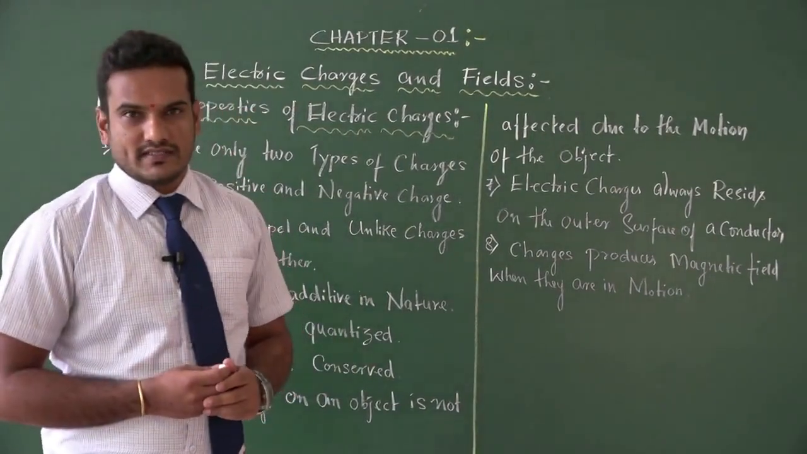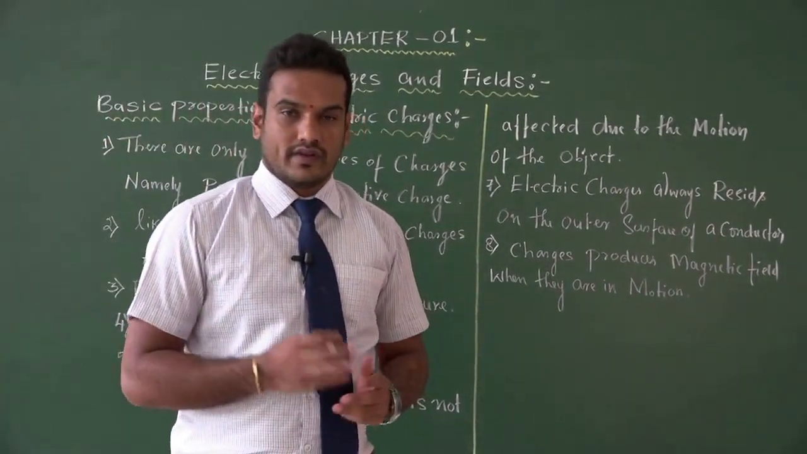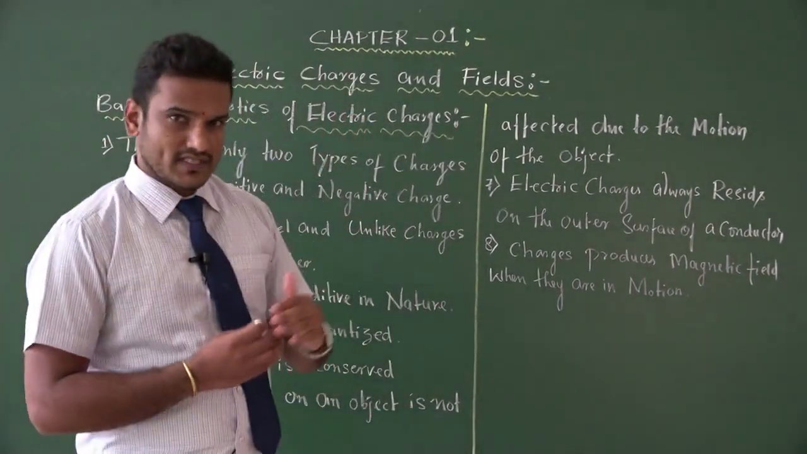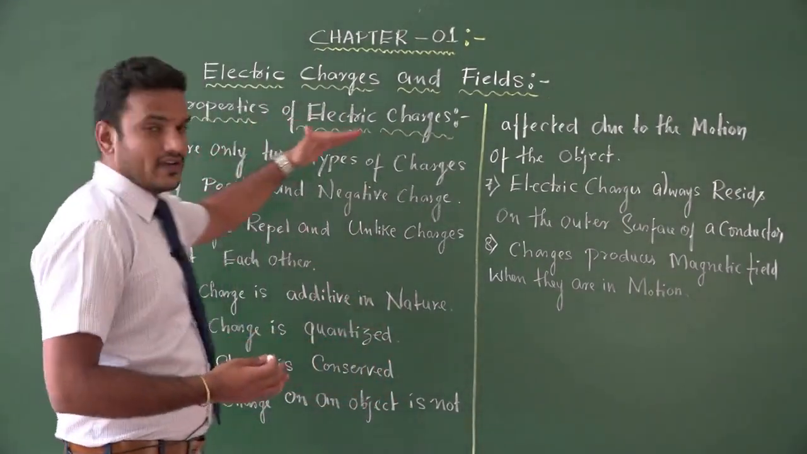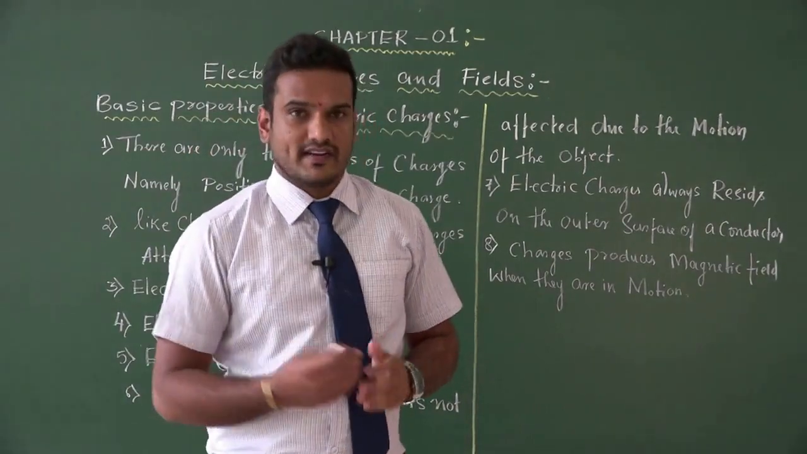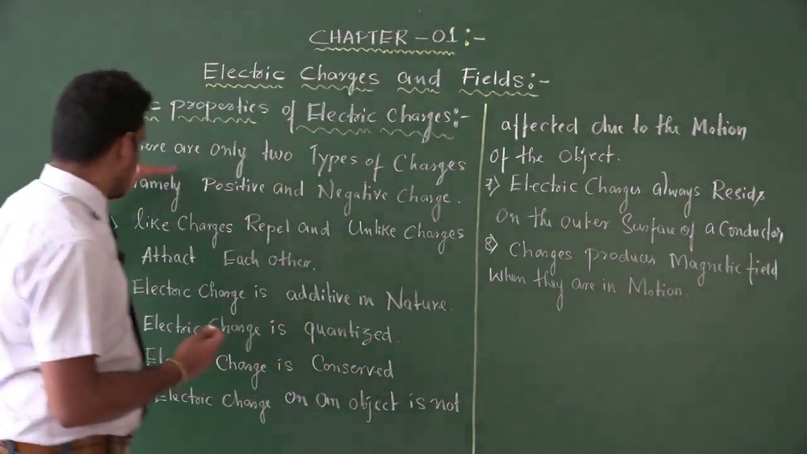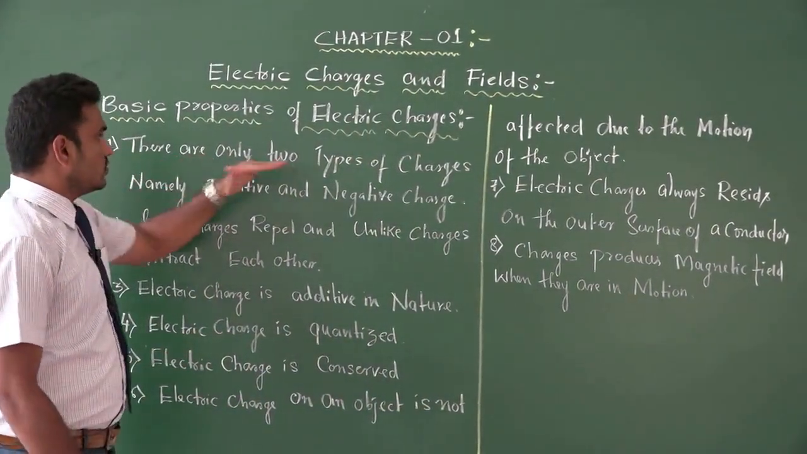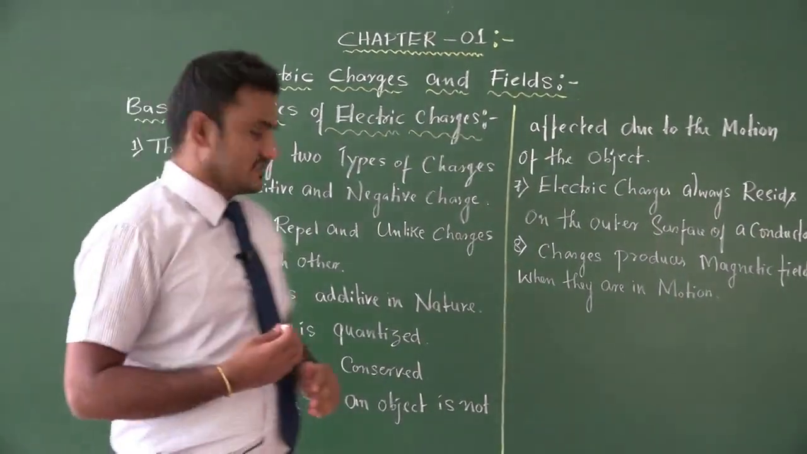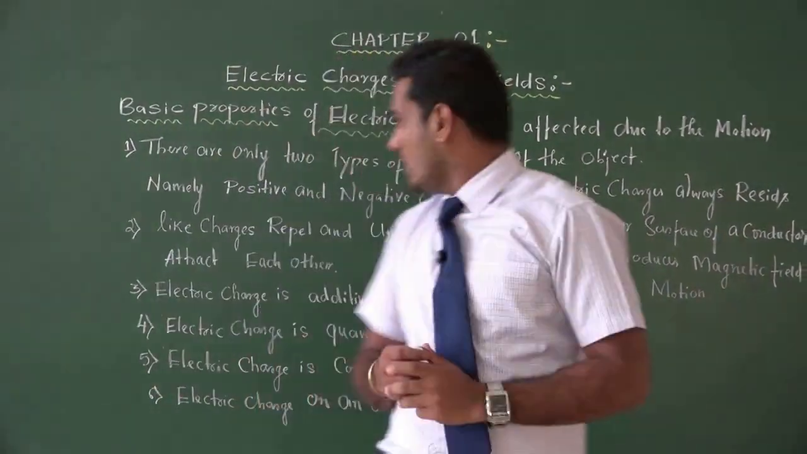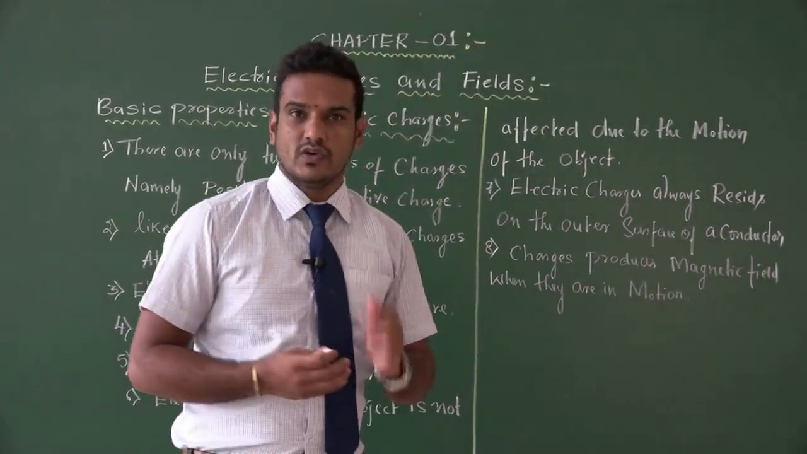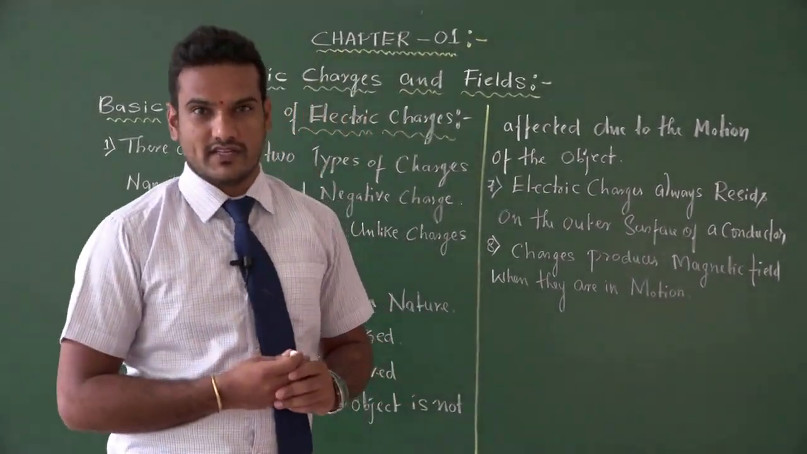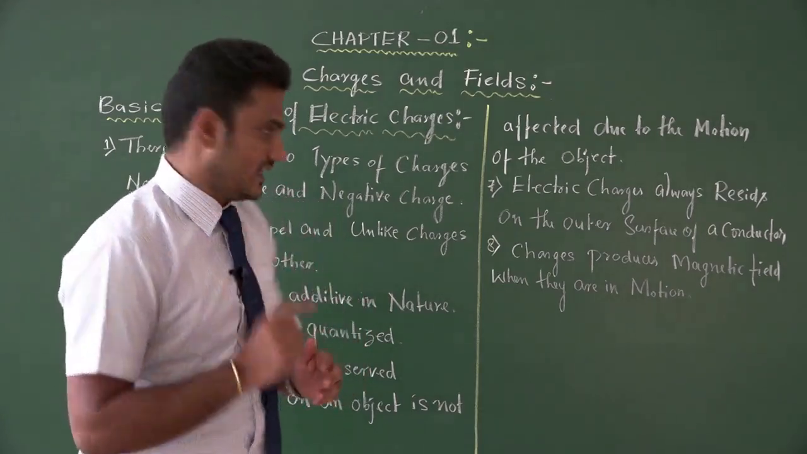About electric charges, in the last class we learned what exactly electric charges are. In this class, we are trying to understand the basic properties of electric charges. Let us understand them one by one. Look at the first one. There are only two types of electric charges, namely positive and negative charge. That is what we learned in the last class also.